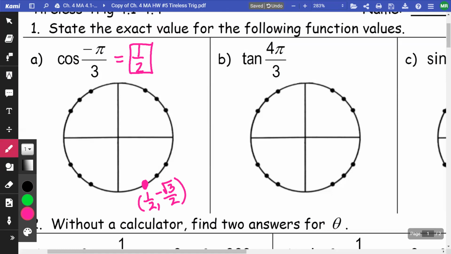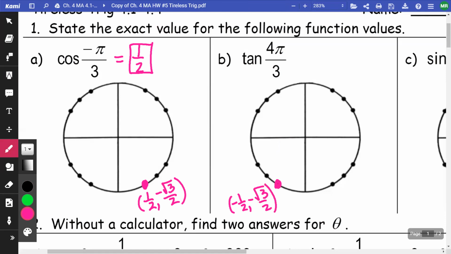On B, we're going to be going the positive direction. So we're going to be going to 4 pi thirds. And 4 pi thirds is going to be all the way over here. And the coordinates of this, again, it's going to be short, comma, long. We're in quadrant 3, so it's going to be a negative 1/2 and a negative root 3/2.